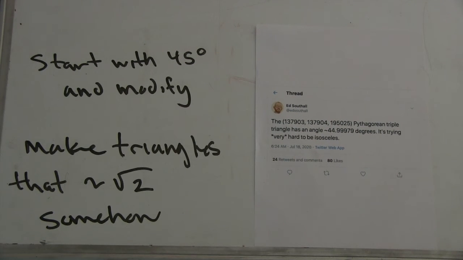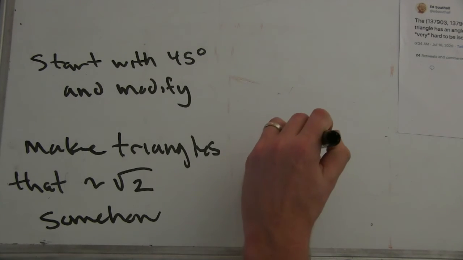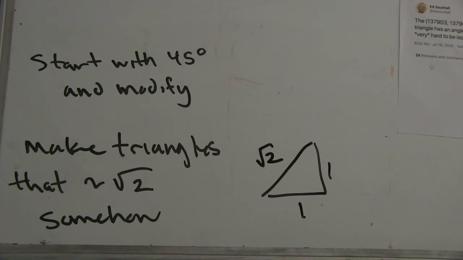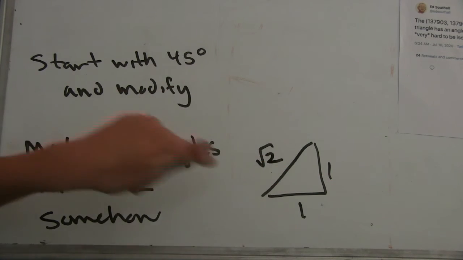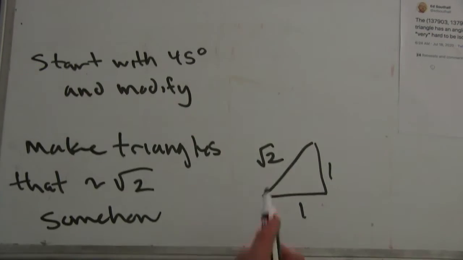So start with a 45 degree angle and modify, and then somehow make triangles that approximate the square root of 2. So give me an example of a triangle that you think might approximate the square root of 2. Well, we know the 1, 1, root 2 triangle. Okay, our classic isosceles right triangle. So maybe an approximation you could say is a 1, 1, and then a 1.4 triangle. That would kind of almost be isosceles. Well, it would be isosceles, but it wouldn't have the 45 degree angles.